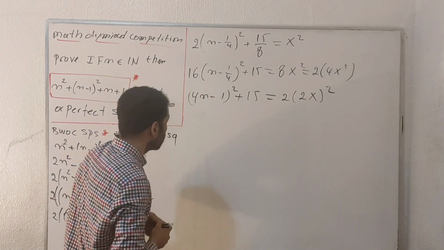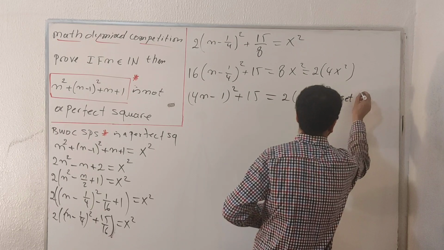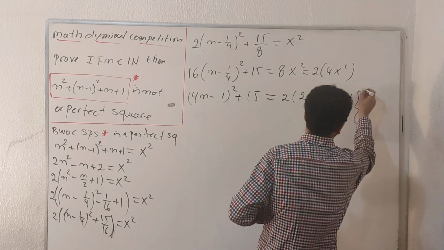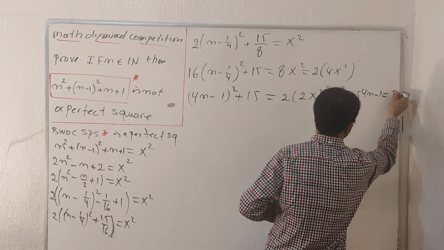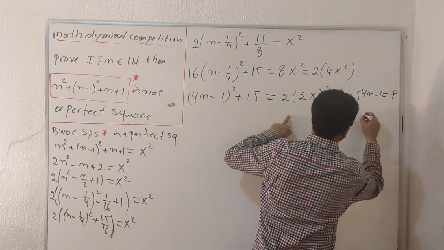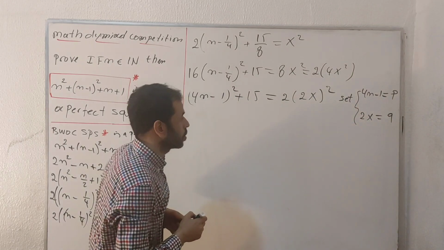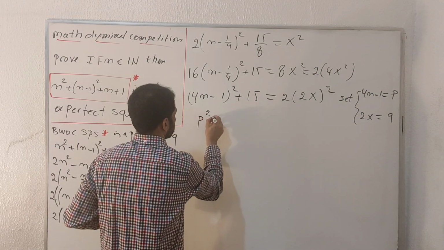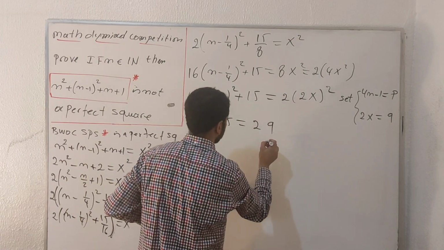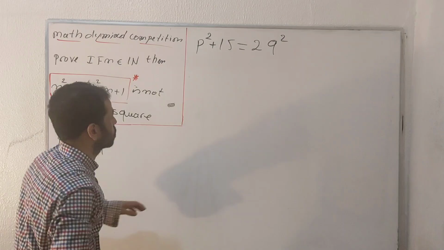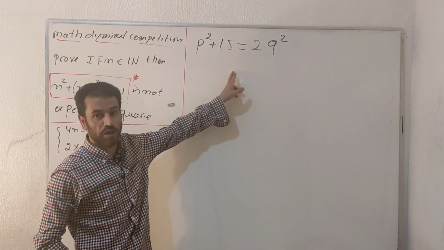Okay, now I'm going to go through substitution. Let's set 4n minus 1 equals p, and 2x equals q, like this. So I will have p squared plus 15 equals 2 times q squared, like this. Previously we were working on this expression and came up with this smallest expression.